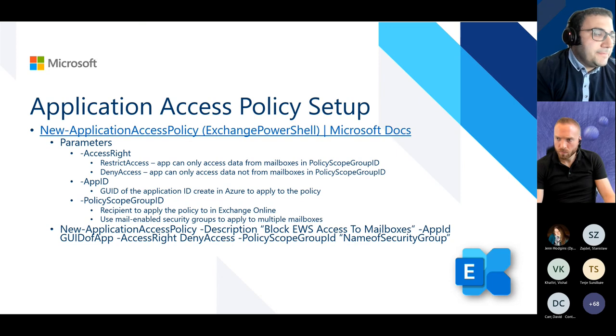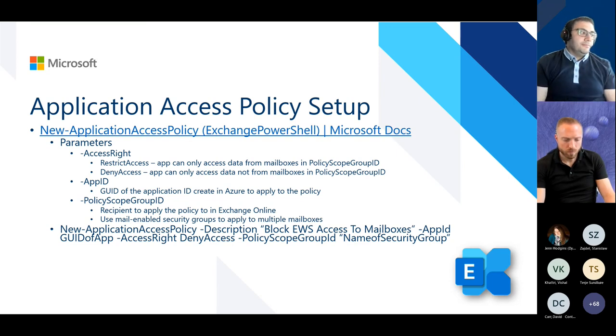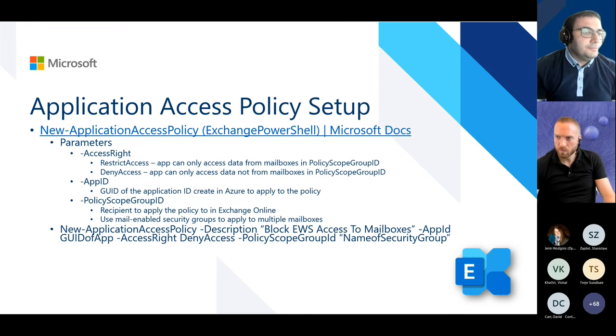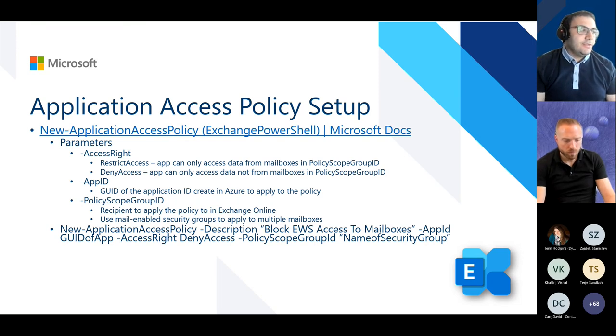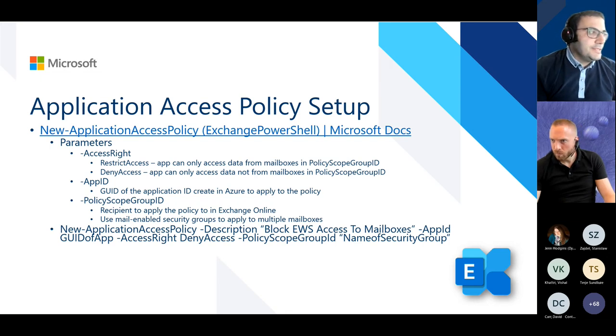So, how to set up the app access policy? It's a native EXO PowerShell cmdlet: New-ApplicationAccessPolicy. For the parameters, you give the access right. I'll get into a little more on the next slide, with a bit more on the ordering of the rule, because it can get a little confusing with the way they explain how the access rights work and what allows access to what.